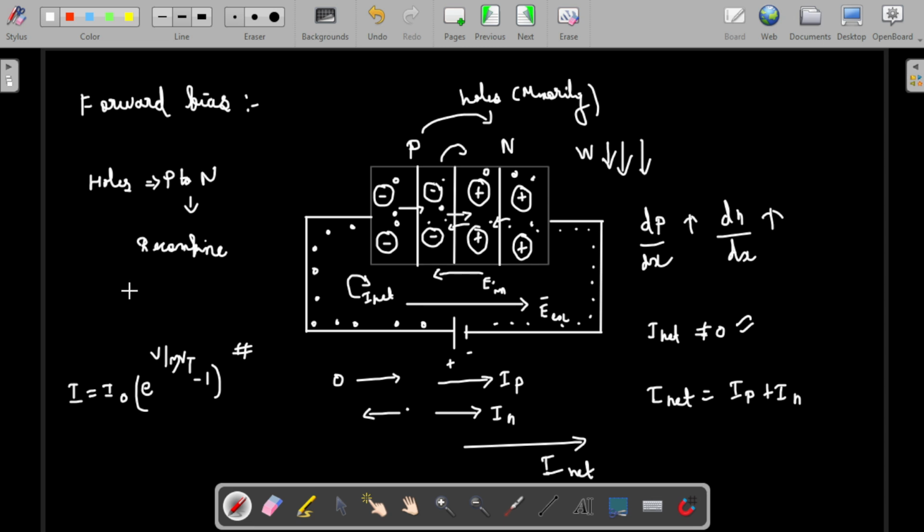So that recombination will happen because many holes will go from this region to this region. But here, if you see, holes need to be minority charge carriers. So they will be recombining with incoming electrons as well as free carriers that are present in the N region. So this is how forward bias and its applications will work.